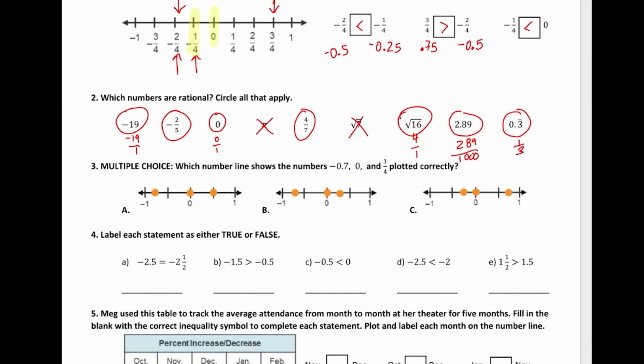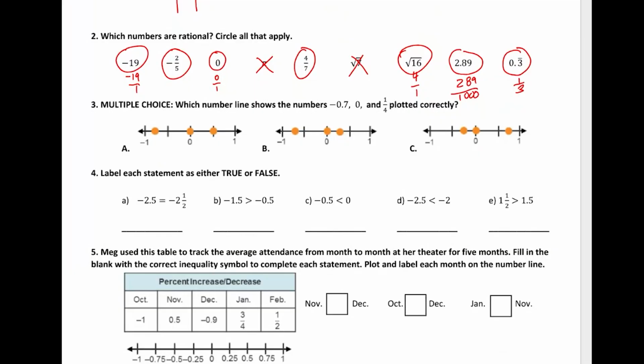Number 3 is asking, which one of these number lines has negative 0.7, 0, and 1/4 plotted correctly. So let's start with 0. That's the most obvious one. Make sure we got that plotted right. Okay, so it looks good on A, looks good on B, looks good on C. So we're not really going to use 0 to help us out there.